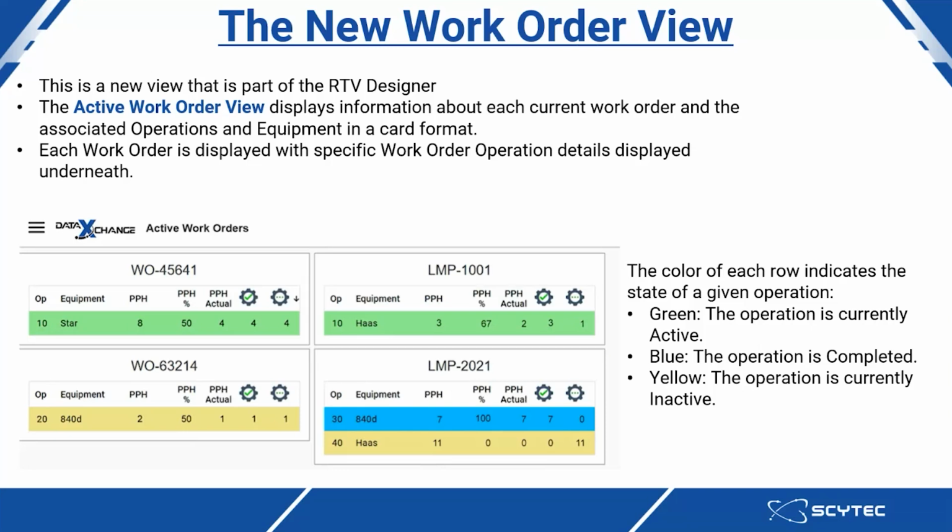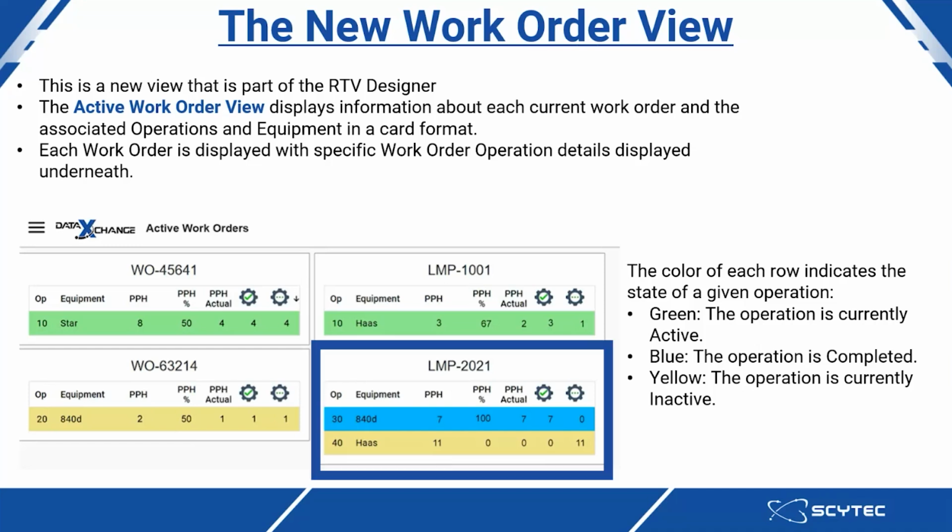And then underneath that, we have LMP 2021, which has a color blue, which indicates that the operation is completed. You can see that with the parts per hour dictating 7 parts, and the parts per hour actual shows 7, meaning that it has fulfilled its parts per hour obligations.